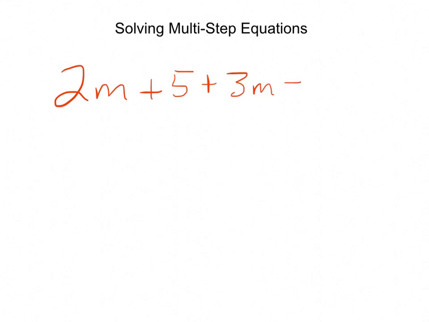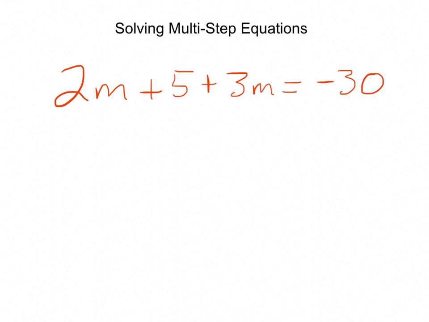So we're going to look at two different types of multi-step equations today. The first type that we're going to look at is a multi-step equation that requires grouping, or rather combining like terms before you solve the equation. For example, it would be something along the lines of 2m plus 5 plus 3m is equal to, and we'll say negative 30.